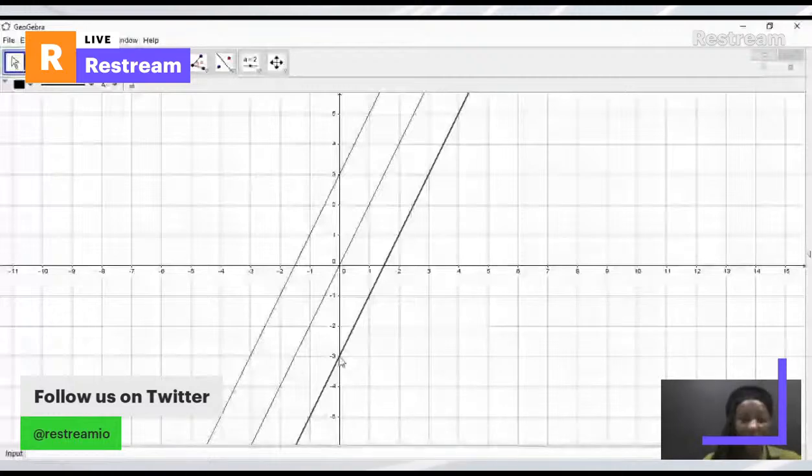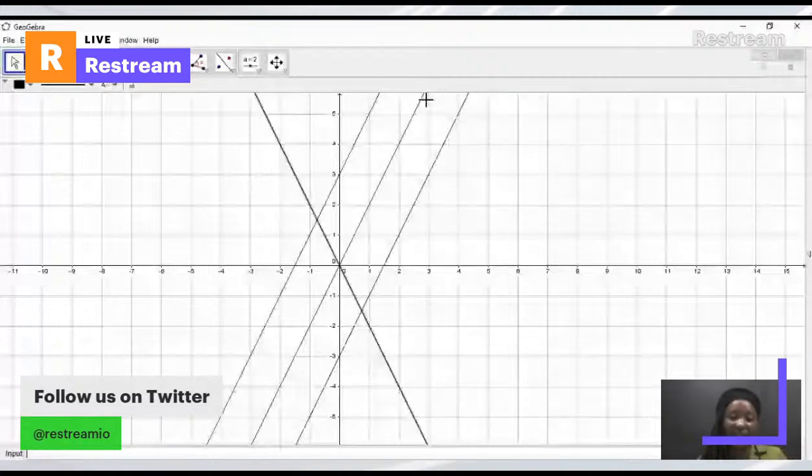How about the line y equals negative 2x? What do you think will happen to that line? See, it's the opposite of the line y equals 2x.